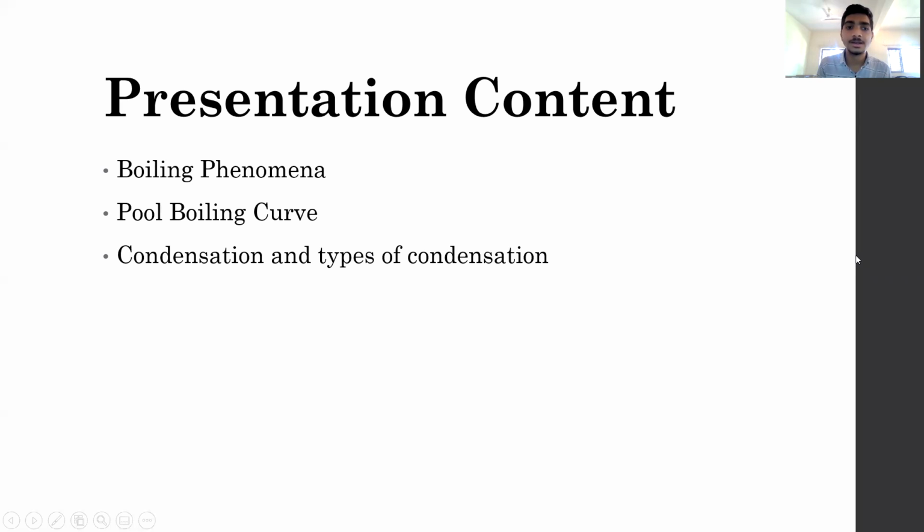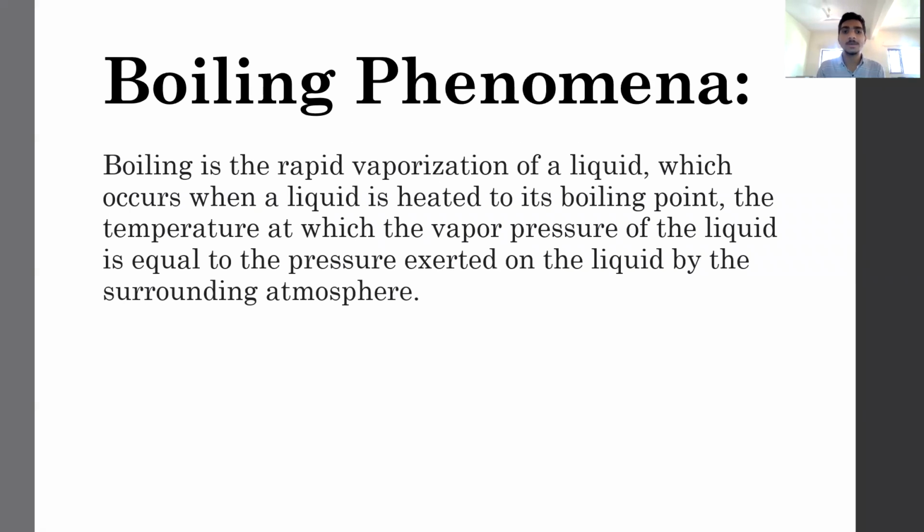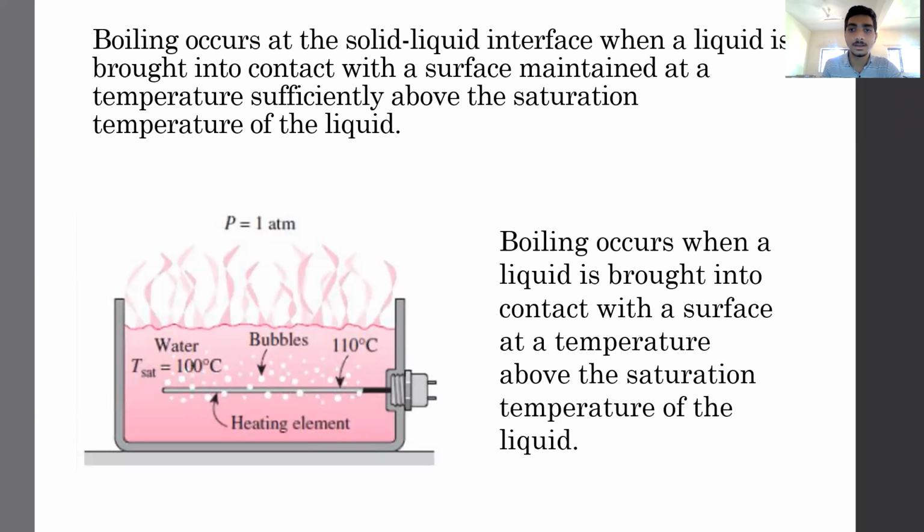So today we will be learning about boiling phenomena, the pool boiling curve, condensation, and the types of condensation. So basically, what is boiling phenomena? Boiling is the rapid vaporization of a liquid, which occurs when a liquid is heated to its boiling point, the temperature at which the vapor pressure of the liquid is equal to the pressure exerted on the liquid by the surrounding atmosphere. That is called the boiling phenomenon.